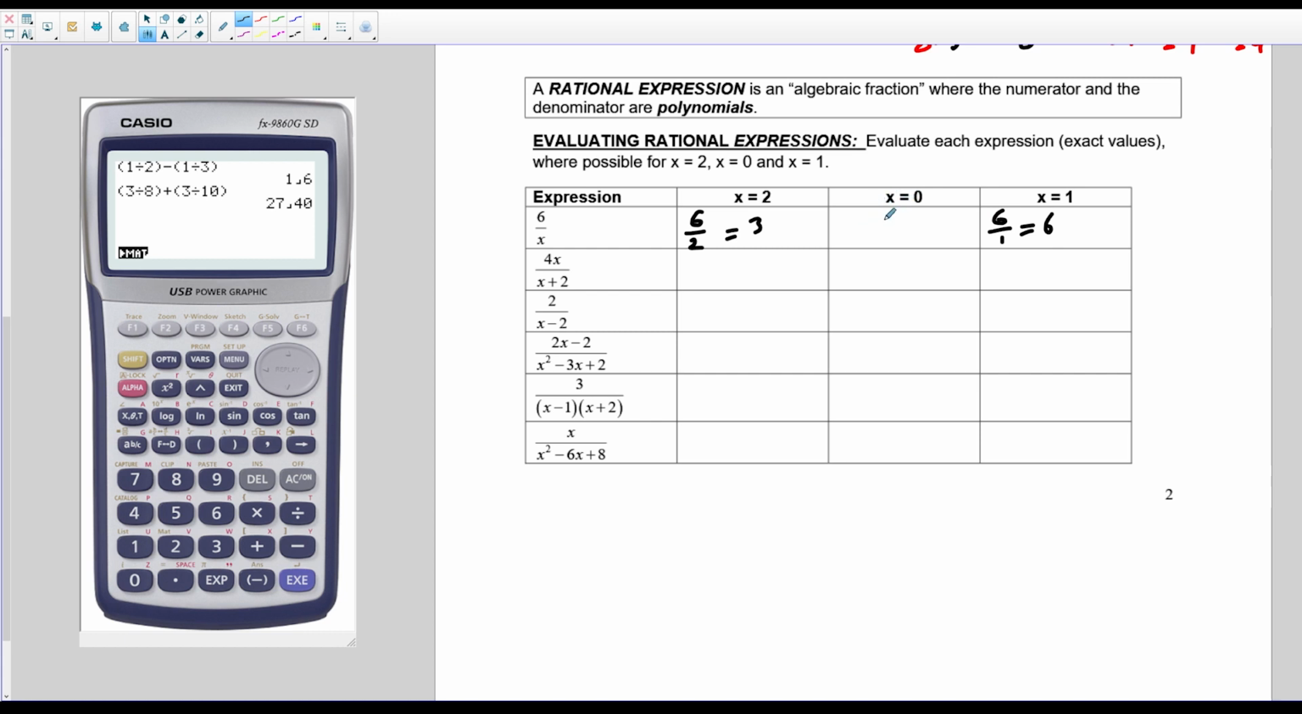Now when we look in the middle where we have x is equal to 0, well, we have 6 over 0. And if we were to punch that into our calculator, 6 divided by 0, it's going to give us some sort of error. And you might think, well, maybe I just punched it in wrong. I'm going to try it again. Maybe I'm supposed to use brackets or something. 6 divided by 0. That's not going to really change anything. We're still going to end up with an error.